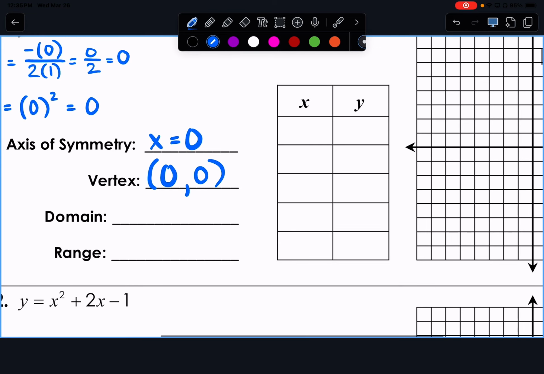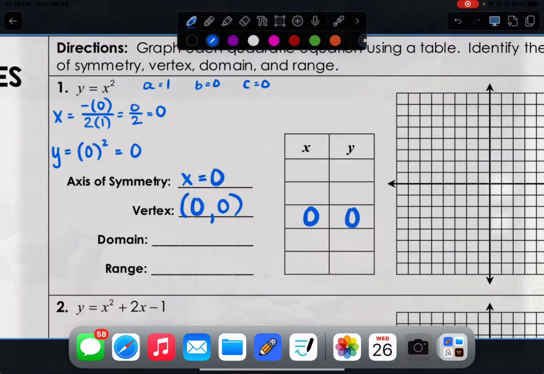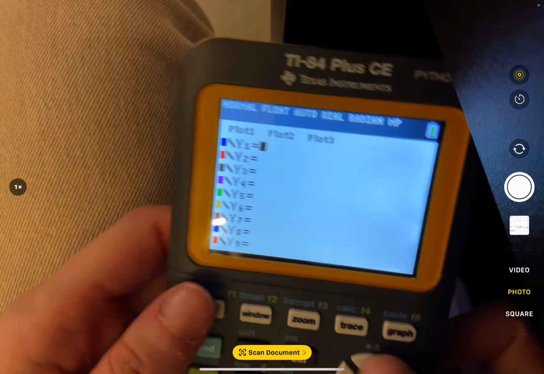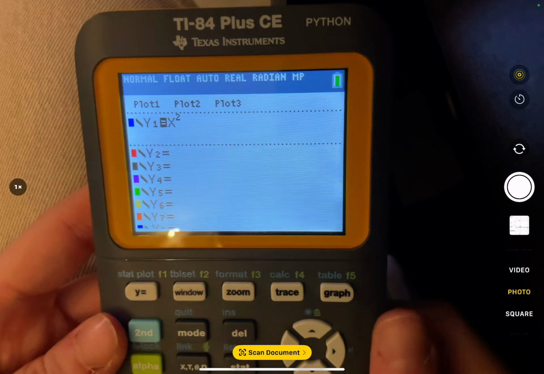So on our table, every single time we do this, we're going to take our vertex. Our vertex is the middle of our parabola. So we're going to put it in the middle of the table. So we're going to do 0, 0. Now, everybody grab your calculator and go and graph that function for me. So go in, clear out the last one, press y equals, and then just type in x squared in graph.